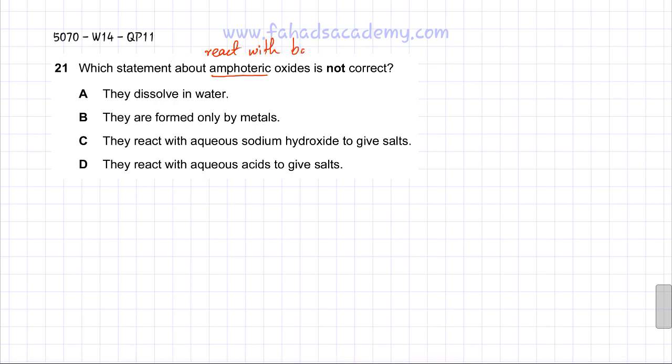So they can react with both acids and they can also react with bases, which means that they exhibit both properties. When they're reacting with acids, they are behaving as bases, and when they're reacting with bases, then they are behaving as acids. So they show both properties of acids and bases. So the first statement is that they dissolve in water.